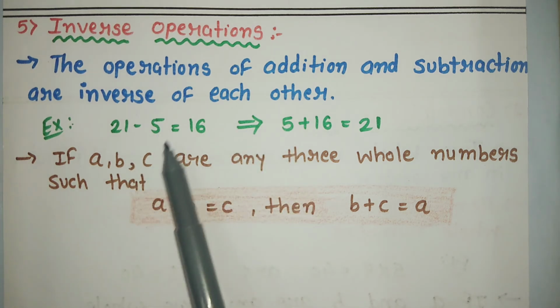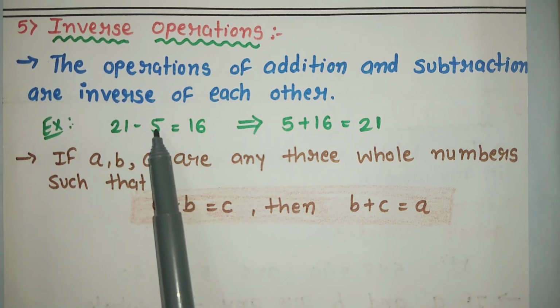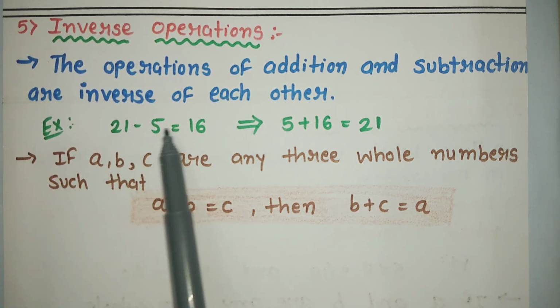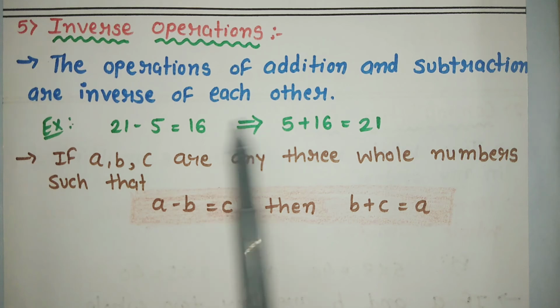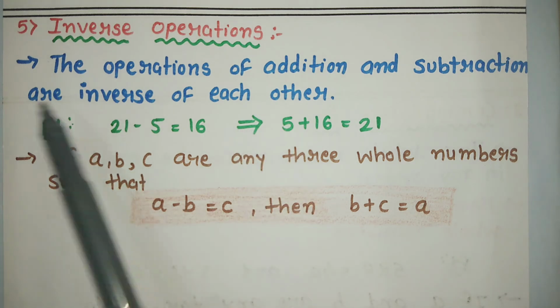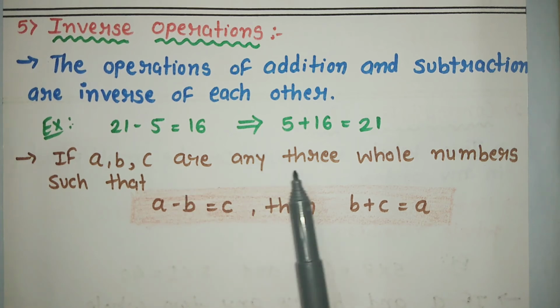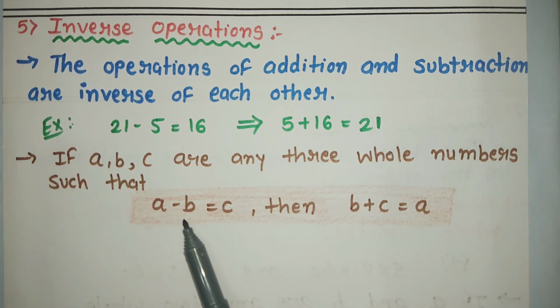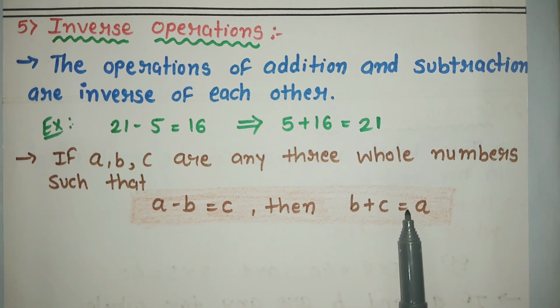Now if I want to do the inverse thing, what opposite operation should I do to get something? Here, if I add the answer with this, 5 plus 16. If I add these two numbers, I will get my original number. 5 plus 16 equal to 21. So here addition and subtraction are inverse of each other. If a, b, c are any three whole numbers such that a minus b equal to c, then b plus c equal to a.